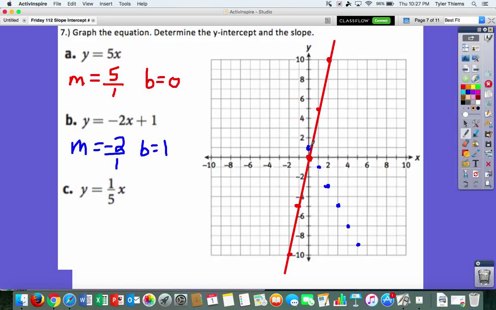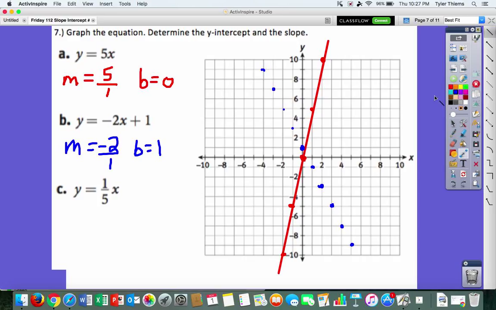Go back to where you started from. Now we're going to go up 2, left 1, up 2, left 1. And this again is going to form a straight line that goes through all the points. This is what we practiced last class. Hopefully this is review. Please press pause and do letter C on your own.